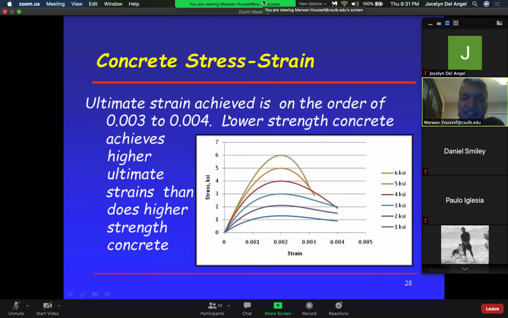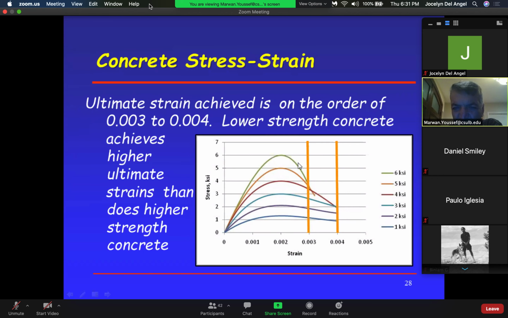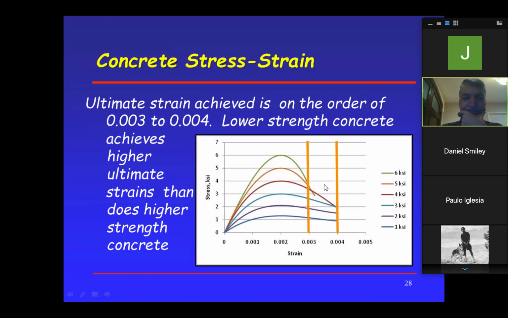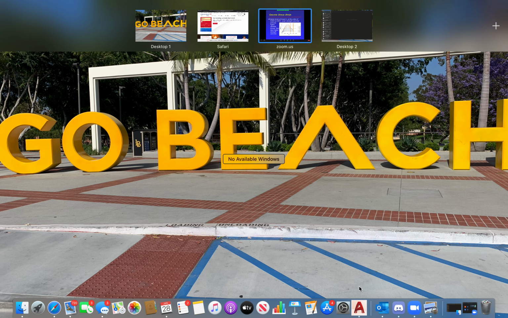Ultimate strength. Look where the concrete is breaking. These first two, the green and that one, broke at roughly this point, 0.003. But look at the lower ones, the 4,000 and 3,000, they broke at 0.004. So the ultimate strain achieved is on the order of 0.003 to 0.004. You can see that lower strength concrete achieves higher ultimate strain than higher strength concrete.